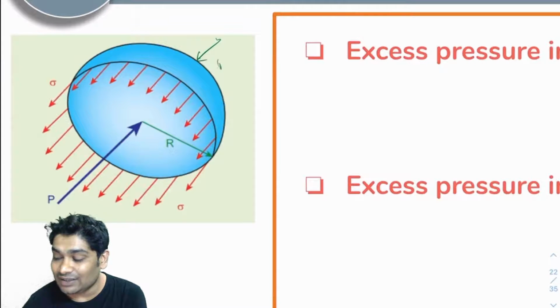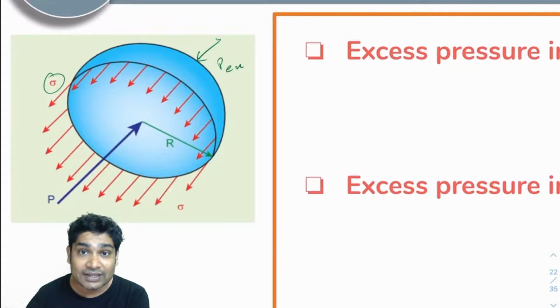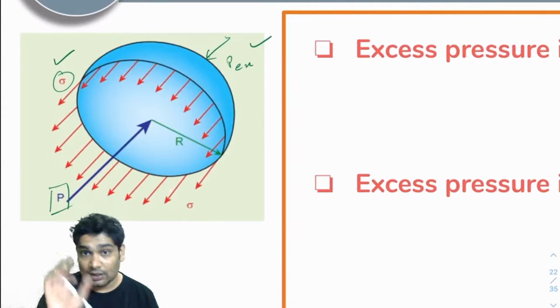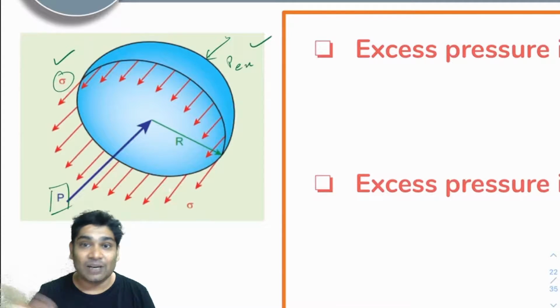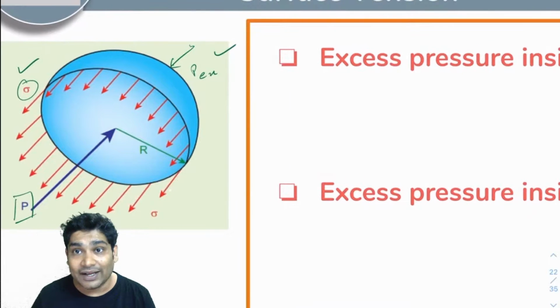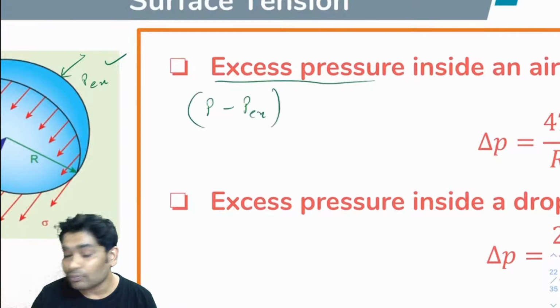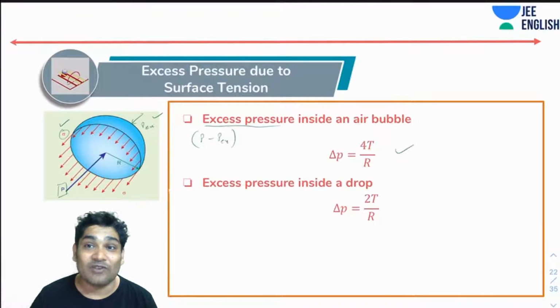You will feel P external. So P external is applying the force. The surface tension is also applying a force in this direction. So this P inside has to balance the force of both, because of which inside a liquid the pressure is always higher than the external pressure. Alright, so this is what we call excess pressure. Excess pressure is P inside minus P external. Alright, and this is equal to 4T by R for the case of a soap bubble.